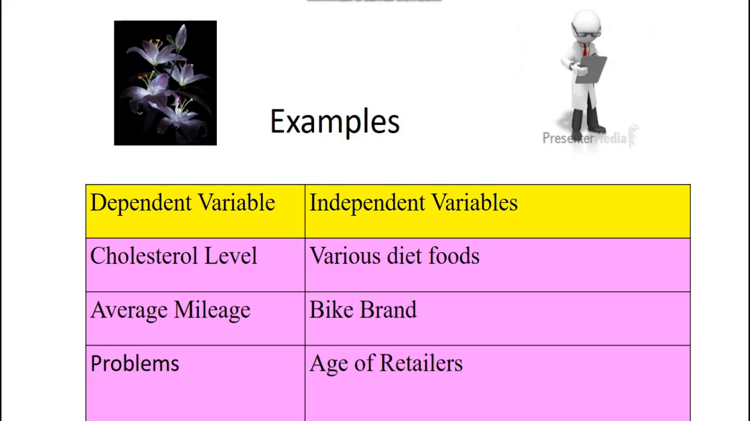Let us see some examples. For ANOVA, we need two variables. One is the dependent variable, another one is the independent variable. If we take cholesterol level as the dependent variable, various diet foods affect the cholesterol level, so that is the independent variable. Like average mileage also differs based on brand. Problems of the retailer also differ based on age or experience.